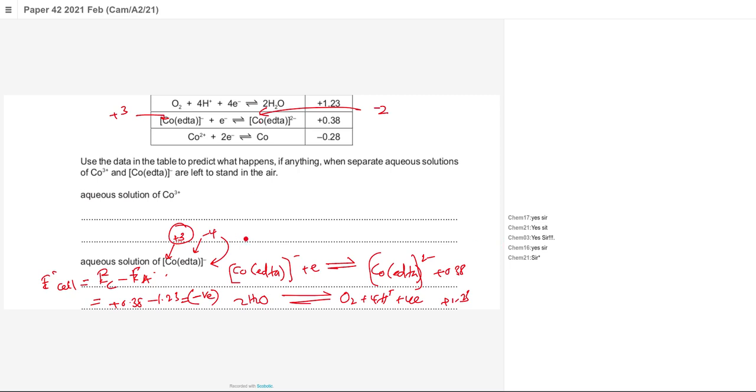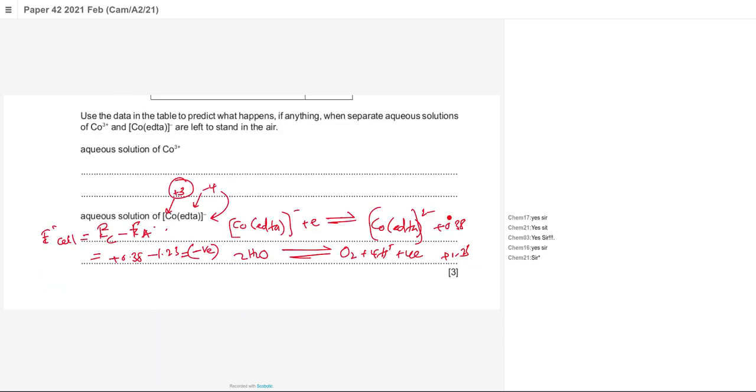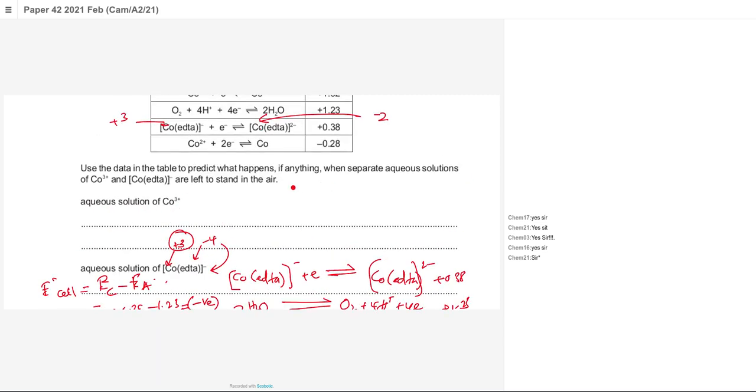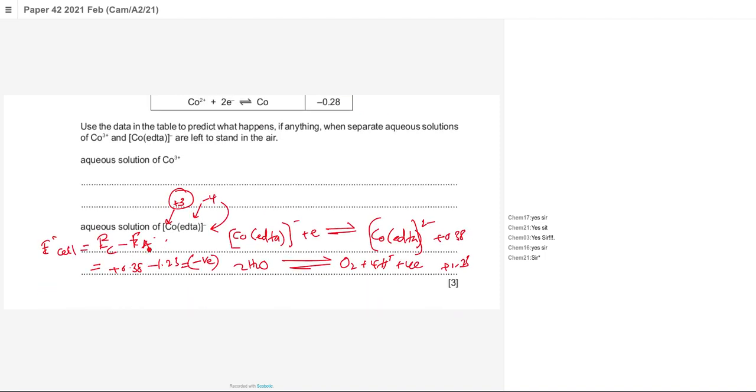So for an aqueous solution of EDTA minus 1 complex reacting with moisture in air, nothing is going to happen. The reaction, we can say, is not feasible, as the overall E cell value is negative. You can calculate the overall E cell value and show it's negative. So the reaction is not feasible.